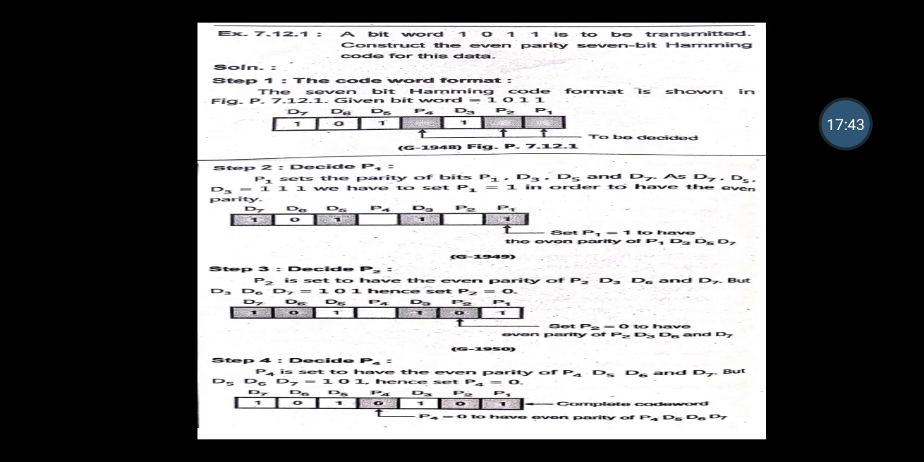So decide P1. P1 sets the parity of bits P1, D3, D5 and D7. As D3, D5, D7 equals 1, 1, 1, we have to set P1 equal to 1 in order to have even parity. So P1 is 1, with even parity.